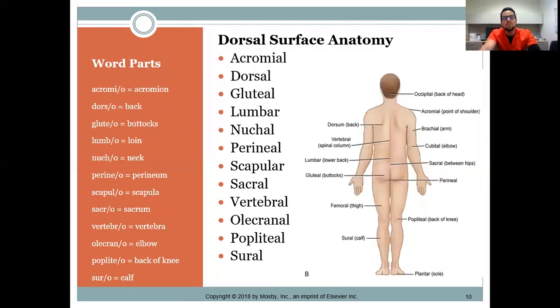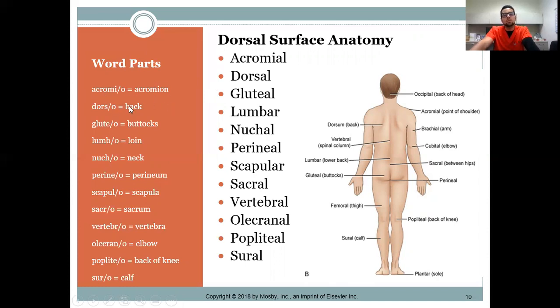All right, now getting into the dorsal surface anatomy. So you see this fine gentleman here, he went ahead and turned around for us. This is going to be the posterior portion or the back side, okay? Dorsal. You know, if you think of a dorsal fin on an animal, that's what we're talking about here when it comes to the surface anatomy, okay? So there's different regions here. We're going to go through some of these word parts.